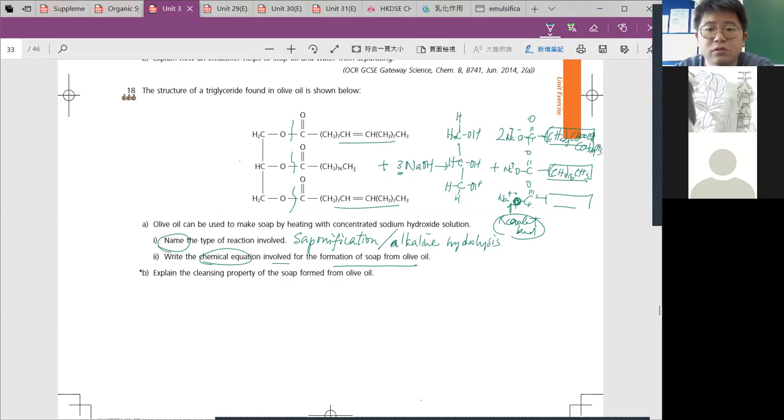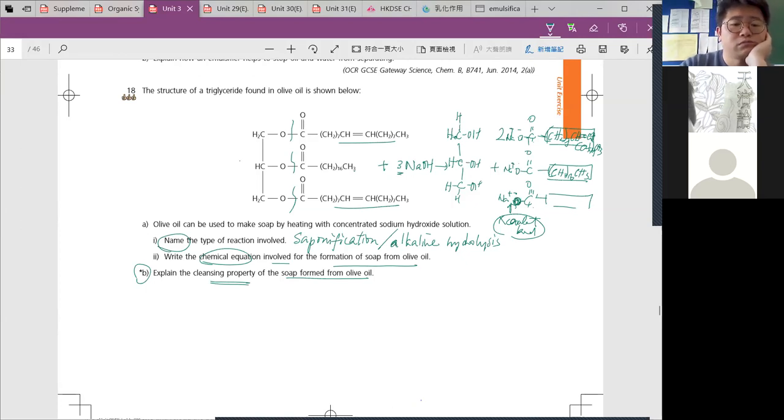Okay, do you understand? Okay, how about B? Explain the cleansing action of soap formed from olive oil. Can you memorize it? Can you explain the cleansing action of soap? Yes, you need to memorize.